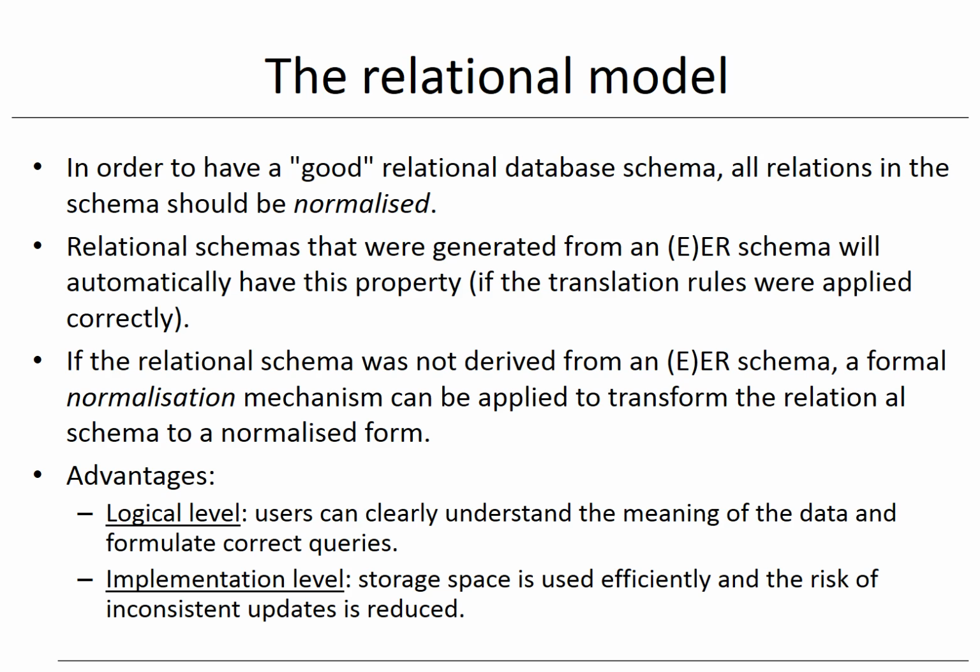It is clear that in order to have a good relational database scheme, all relations in the scheme should be normalized. Relational schemes that were generated from an EER scheme will automatically have this property if the translation rules were applied correctly. However, if the relational scheme was not derived from an EER scheme, a formal normalization mechanism can be applied to transform the relational scheme to a normalized form.